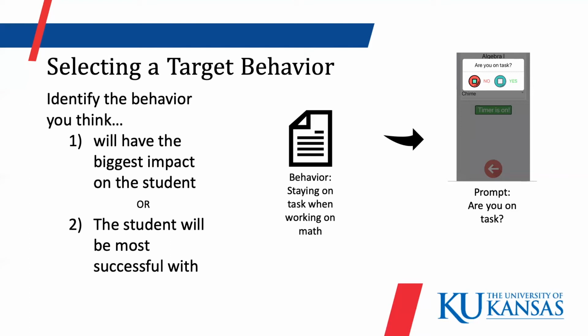So you're going to select a target behavior, which might be something like staying on task when working on math. And what that translates to is the prompt that the student sees on the screen. So you're not going to write, are you on task while you're working on math for the prompt that pops up on the screen? You're going to translate that into the question or the prompt that the student is going to see. So that behavior of staying on task when working on math would easily translate into, are you on task?